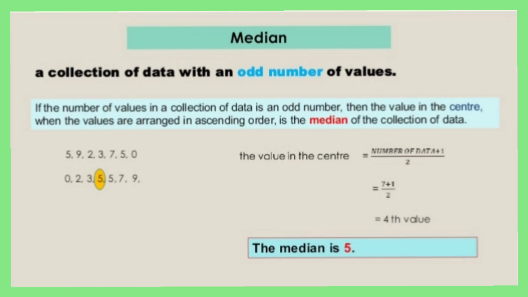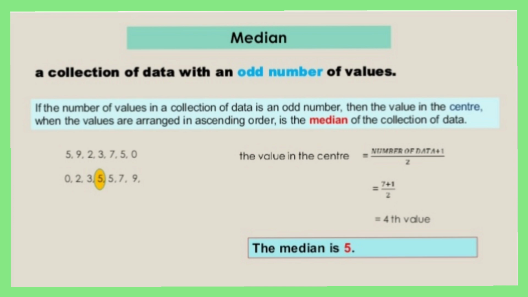What is median? First, let's consider a collection of data with an odd number of values. If the number of values in a collection of data is an odd number, then the value in the center, when the values are arranged in ascending order, is the median of the collection of data.